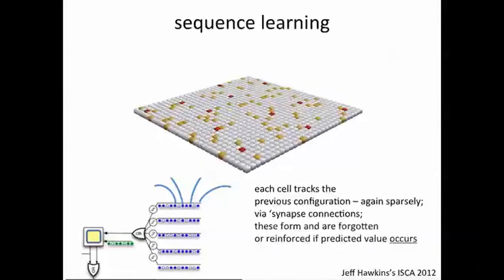Assume that the predicted values are the ones in yellow that come from a variety of different predictions by all the different cells which are actually firing, and the ones which actually occur in the next time step are the red ones. Then those neurons which predicted the red values based on their previous inputs would get the synapses that corresponded to the actual red values strengthened.